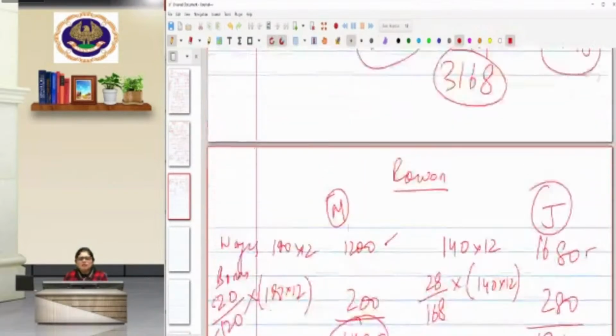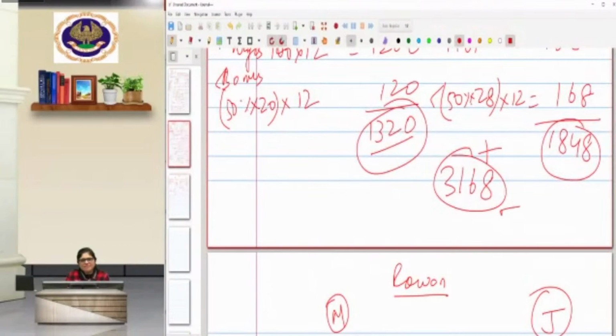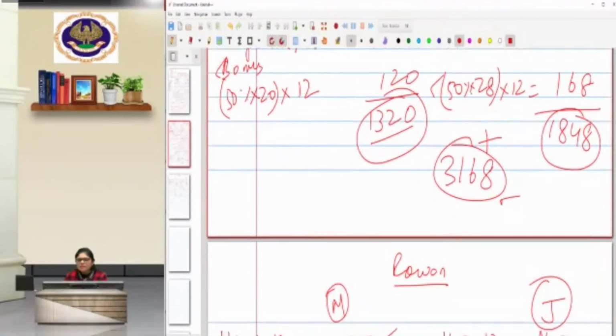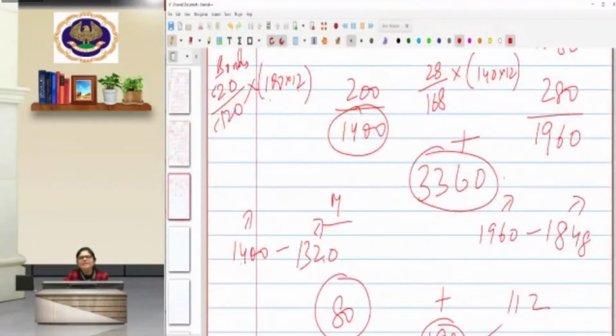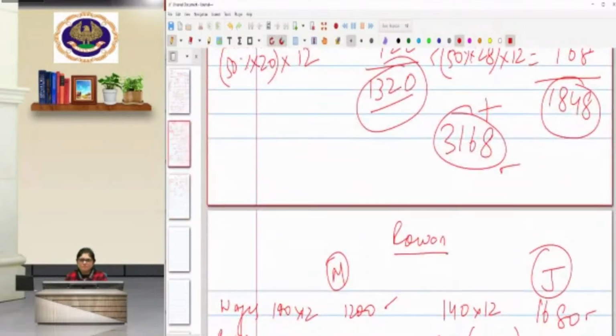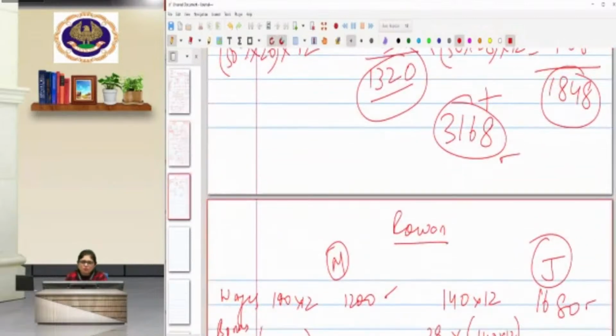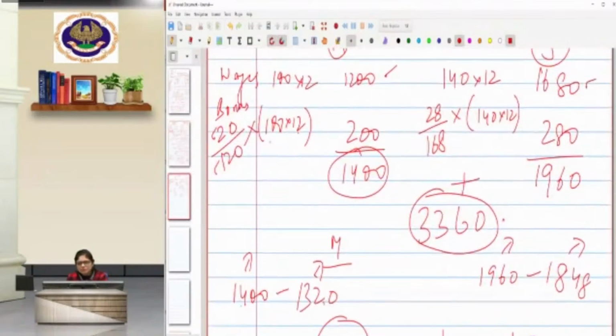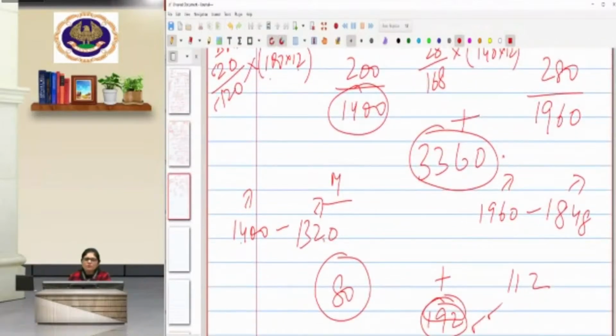So the loss as per Halsey was 3168, the total. And the loss as per Rowan was 3360. What is the extra loss on the Rowan system? 192. That means 3360 minus 3168. All right. You can calculate individually also, or you can calculate total wise also. Clear? So this 192 is the answer for the third case.